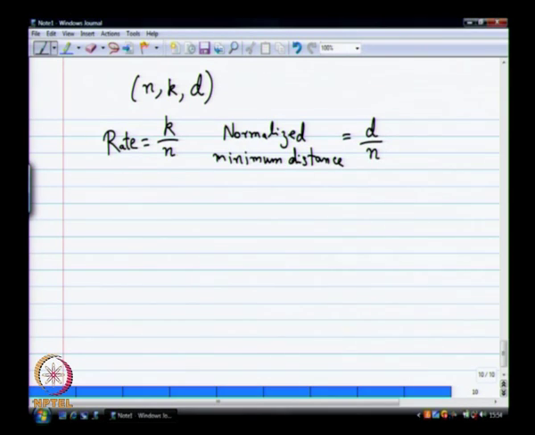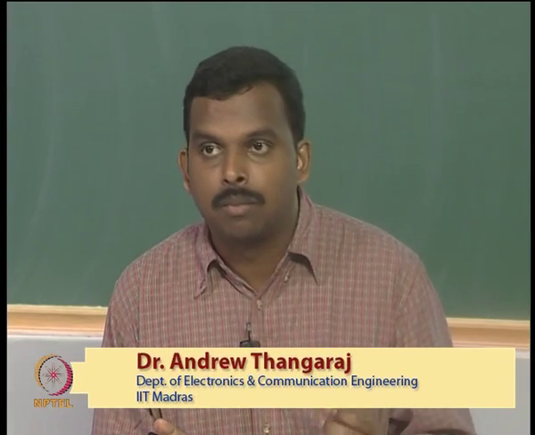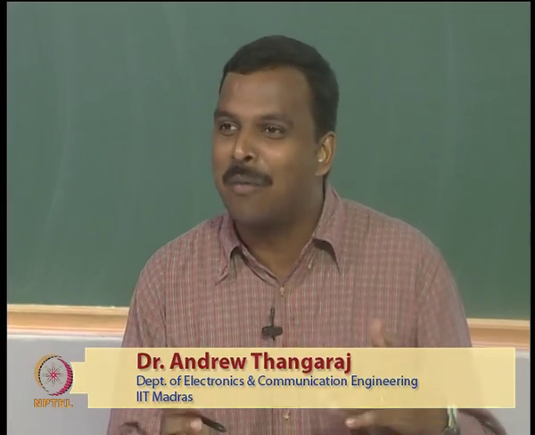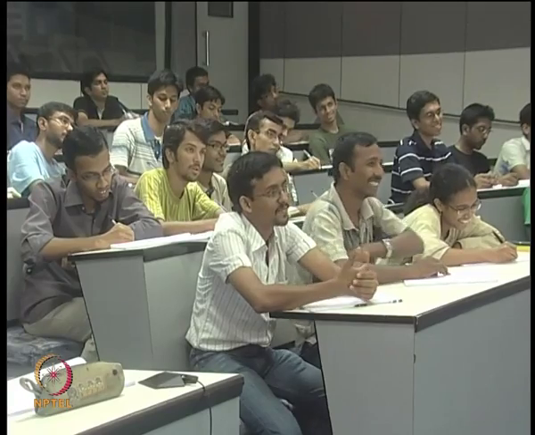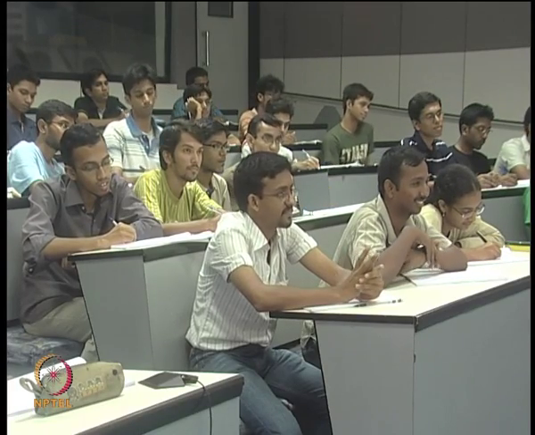Like I said, minimum distance is connected to the error correcting capability. If I have more minimum distance, I can correct more errors. So, I want to have more d by n. Why do I want to have more k by n? Then I can send more information per second, at some level. So, I can get that.